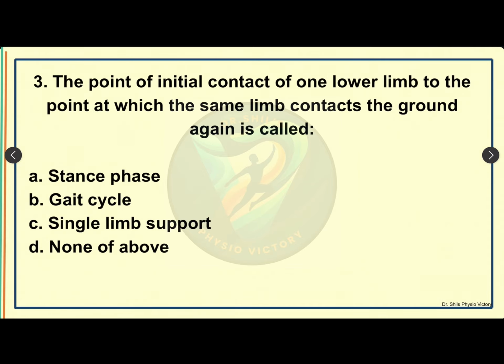Next question. The point of initial contact of one lower limb to the point at which the same limb contacts the ground again is called: option A, stance phase; option B, gait cycle; option C, single limb support; and option D, none of the above. Here the clear answer is option B, gait cycle. A gait cycle is defined as the point of initial contact of one lower limb to the point at which the same limb contacts the ground again.